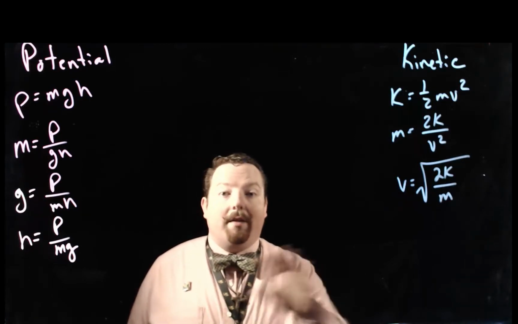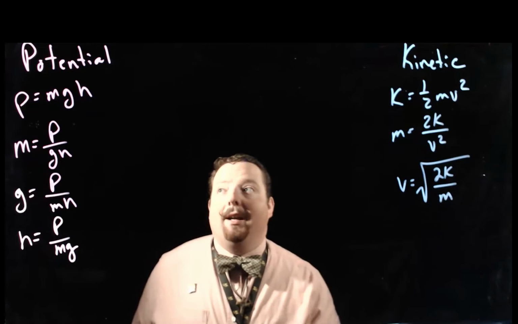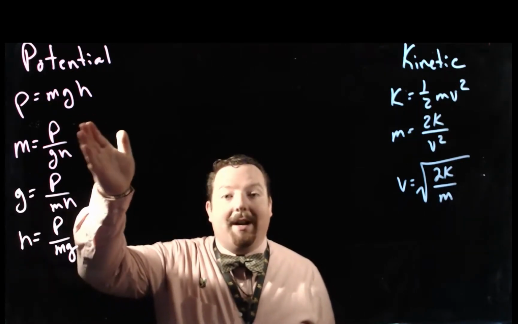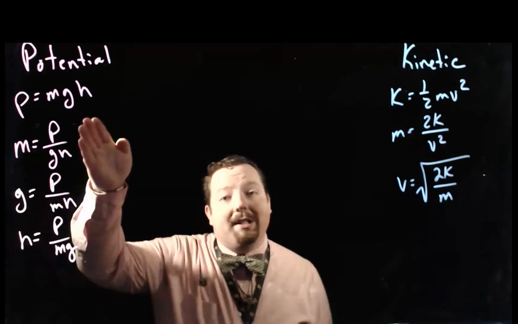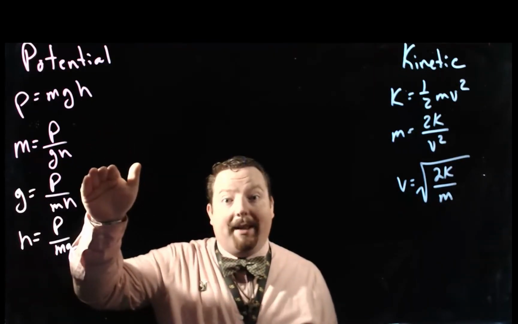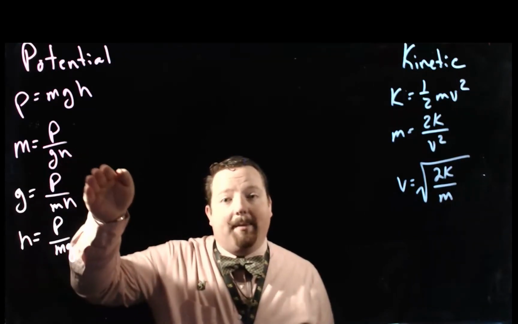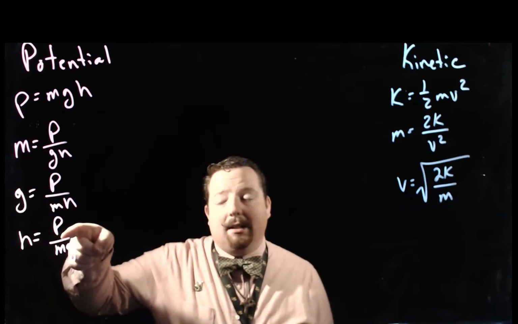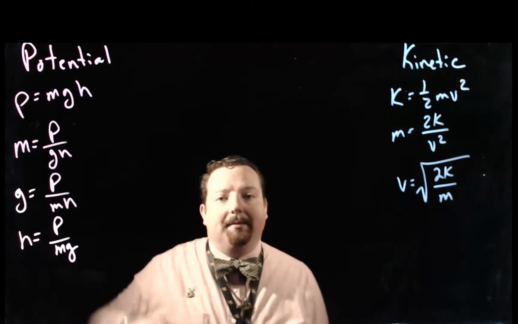So you now have all of the equations you can need when asked about potential or kinetic energy. This one up here will get you the potential energy if you multiply mass times gravity times height. This one will get you mass if you take the potential energy divided by the gravity and divided by the height. And this one will get you gravity if you take potential divided by mass times height. And this one will get you height if you take potential divided by the mass times gravity.